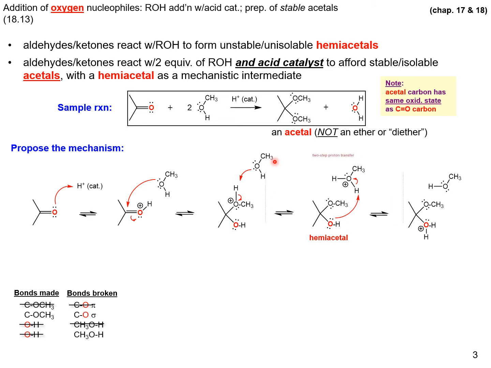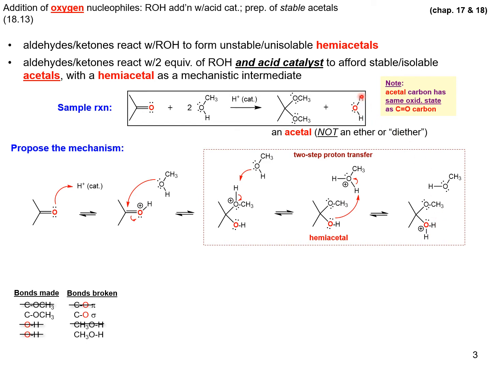What I'm doing now is, overall, a two-step proton transfer. Why did I do that? Remember, I'm taking the proton off of this oxygen, and I'm transferring it in two steps. Lost to solution, then transferred to this oxygen. I'm doing it because I want to make this oxygen a good leaving group.